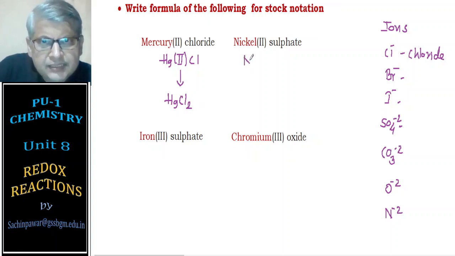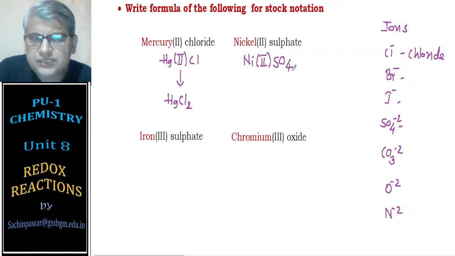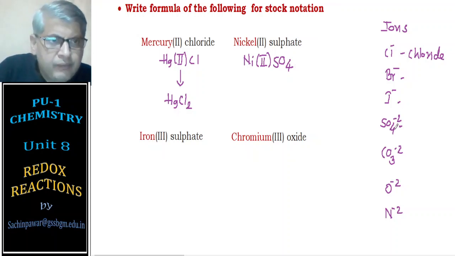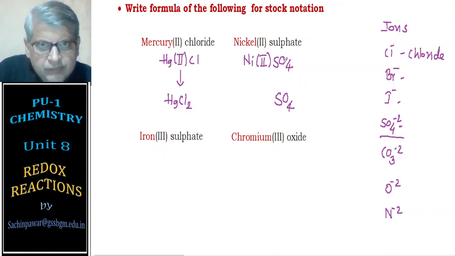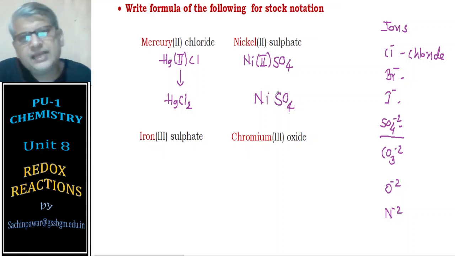Nickel is Ni2SO4. Ni2SO4, this is the stock notation. Now SO4 is SO4 minus 2. The sum of the oxidation numbers should be 0. So here nickel is +2 and sulfate is -2. -2 plus 2 is 0. So it is NiSO4. This is the formula.